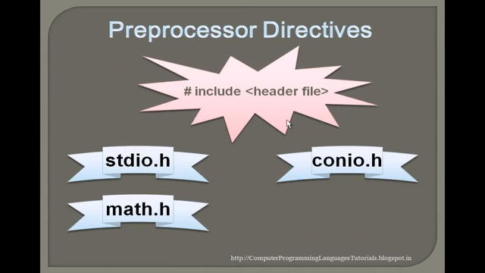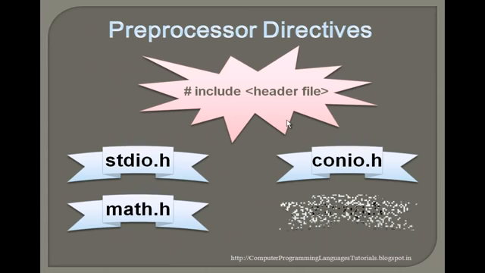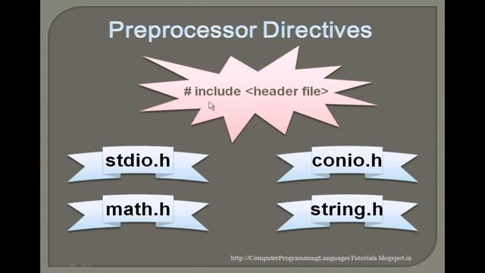Math.h, mathematical standard functions are available under the math.h file. String.h, string means what? A set of characters. It also has a number of functions. We will see this file later. But as you know, every program must contain input output functions and console functions. Therefore, in every program you have to include stdio.h and conio.h header files. By using hash, you can also define a constant.